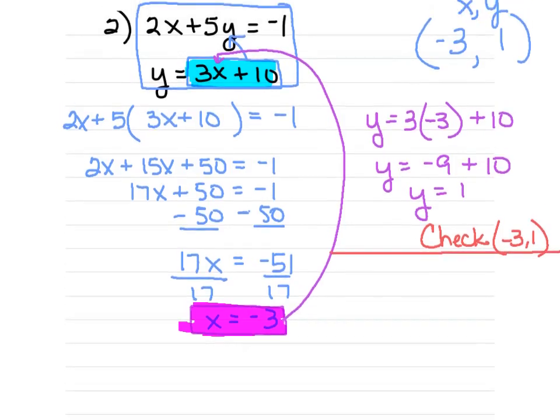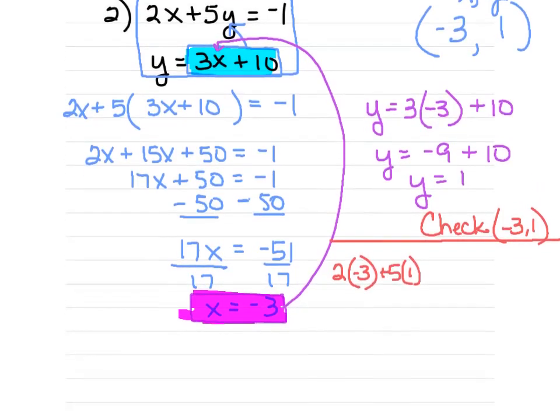So let's do that. 2x, 2 times negative 3, plus 5y, 5 times 1, is equal to -1. Let's see if that's true. 2 times -3 is -6, plus 5 times 1 is 5, is equal to -1. That one checks out fine.